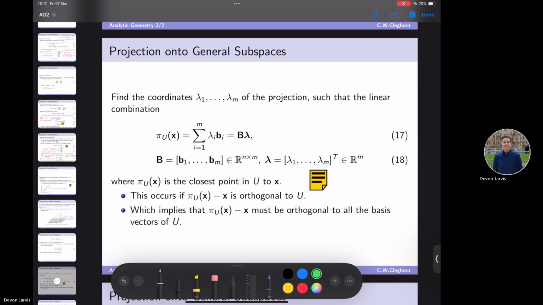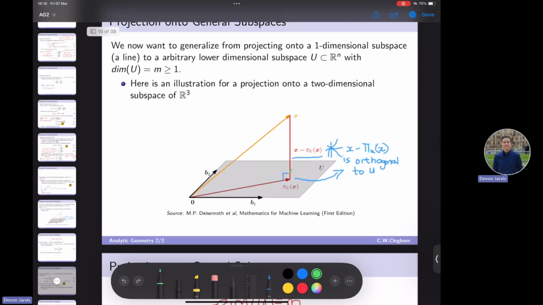Okay. And so that's what we're trying to solve for. Ultimately, we're stacking our basis vectors into columns, and then lambda is just a single vector that represents our coordinates in terms of that space, that representation. Okay, so pi of x is going to be the closest point in U to x, to our original vector. All right, U being, again, the gray area.